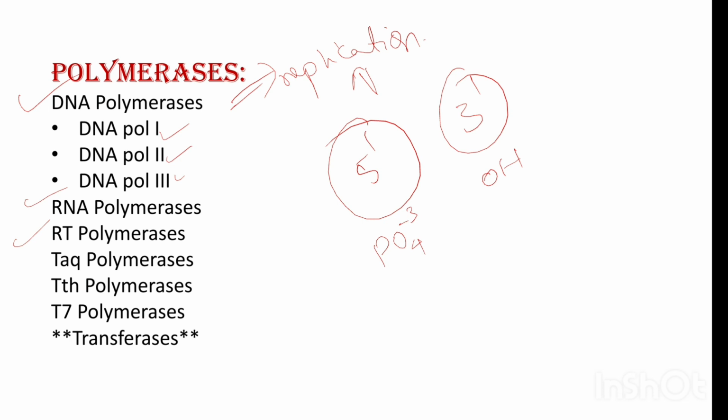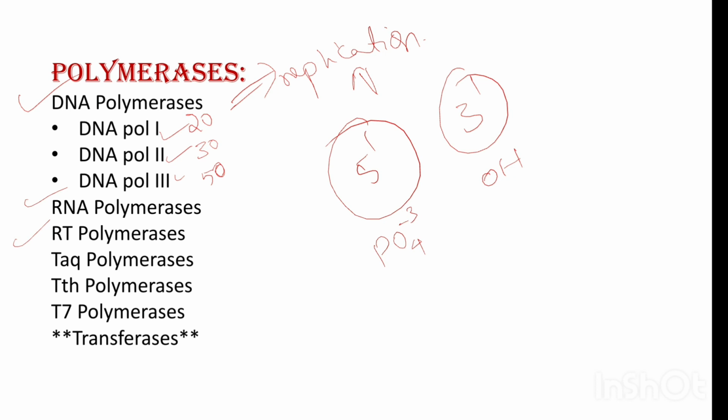The mostly used are DNA polymerases. There are 3 different types of DNA polymerases: DNA pol 1, DNA pol 2, and DNA pol 3. Their action is different based on nucleotides. If we take DNA polymerase 1, it adds 20 nucleotides per second. Polymerase 2 adds 30, whereas polymerase 3 adds 50 nucleotides per second.